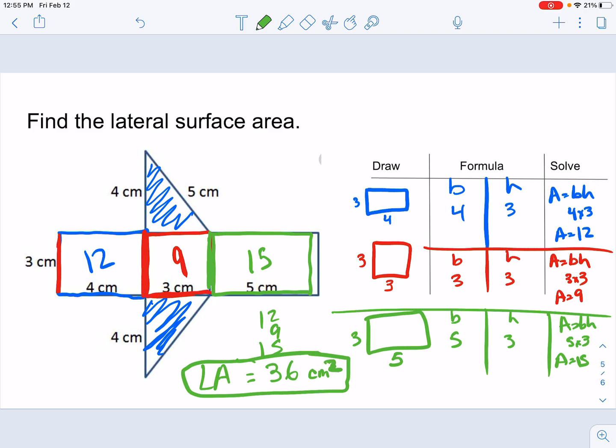All right, so remembering the difference, lateral is just the sides of the shape, not the bases. And when we're finding total surface area, we're finding all of them.